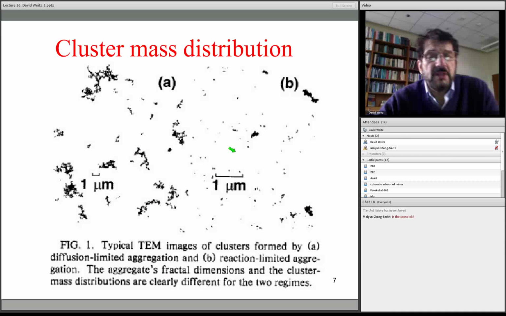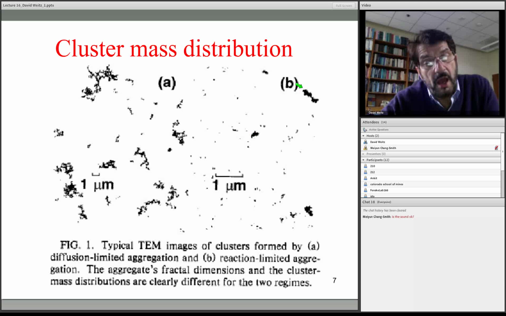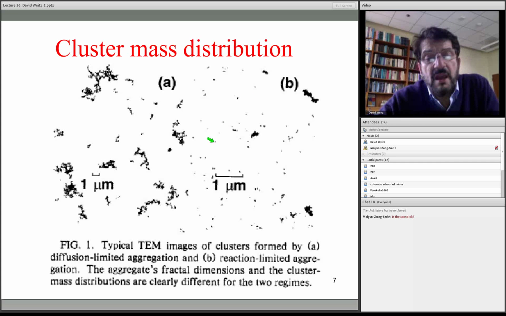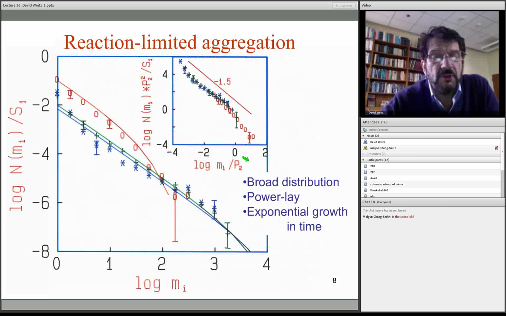If you do the same experiment now for reaction-limited conditions, that's shown in image B on the right here, you see that, first of all, there are many, many more small particles, and the large clusters are large but much more dense because you can barely see through them. That reflects, of course, the fact that the fractal dimension is increased, and the large number of very small clusters, by comparison to here, reflects the fact that the distribution is actually much broader. It's a much wider distribution.